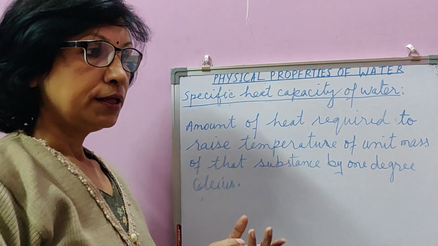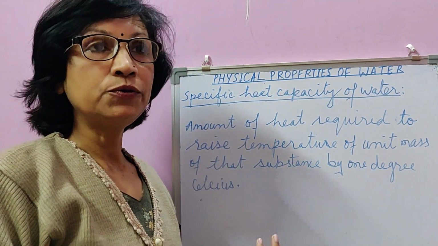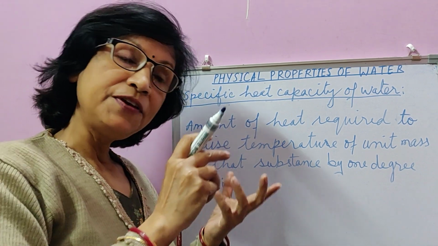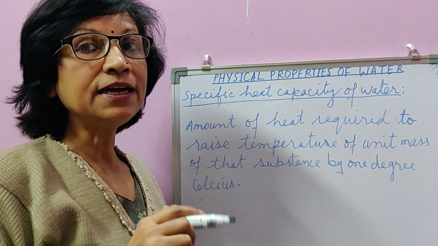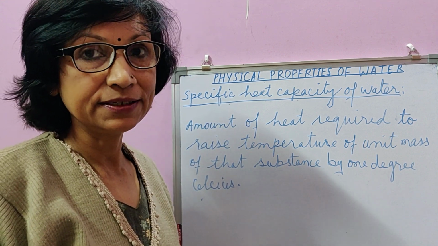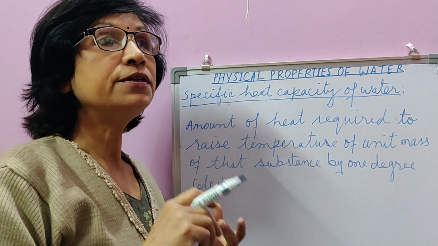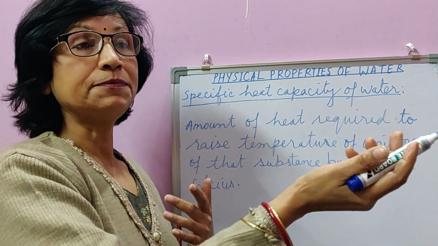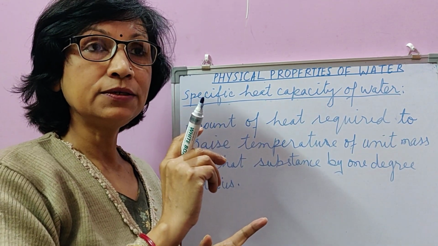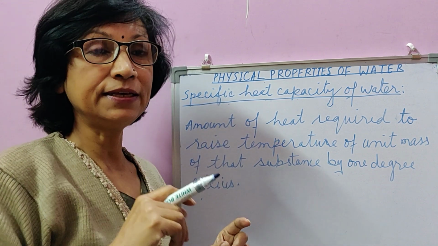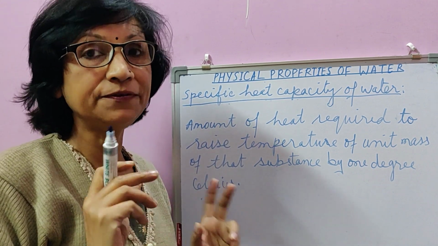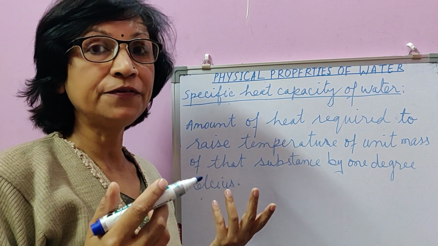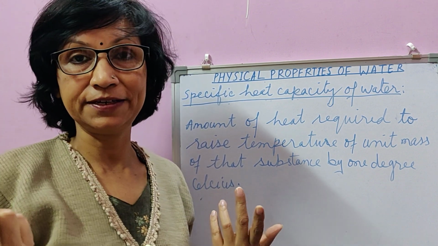You already know that when heat is provided to a substance, then temperature increases. If heat is taken away from the substance, then temperature decreases. But the amount of heat needed by different substances, per unit mass, to increase the temperature by the same 1 degree Celsius is not the same, it is different. It means specific heat capacity of different pure substances is different.